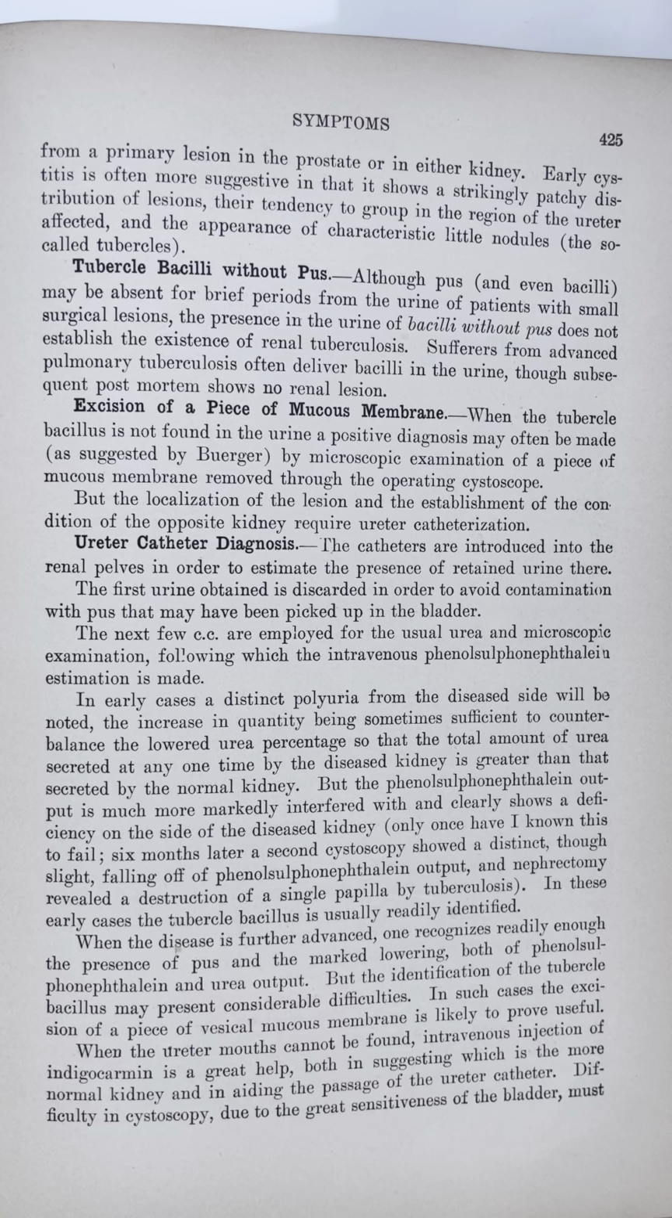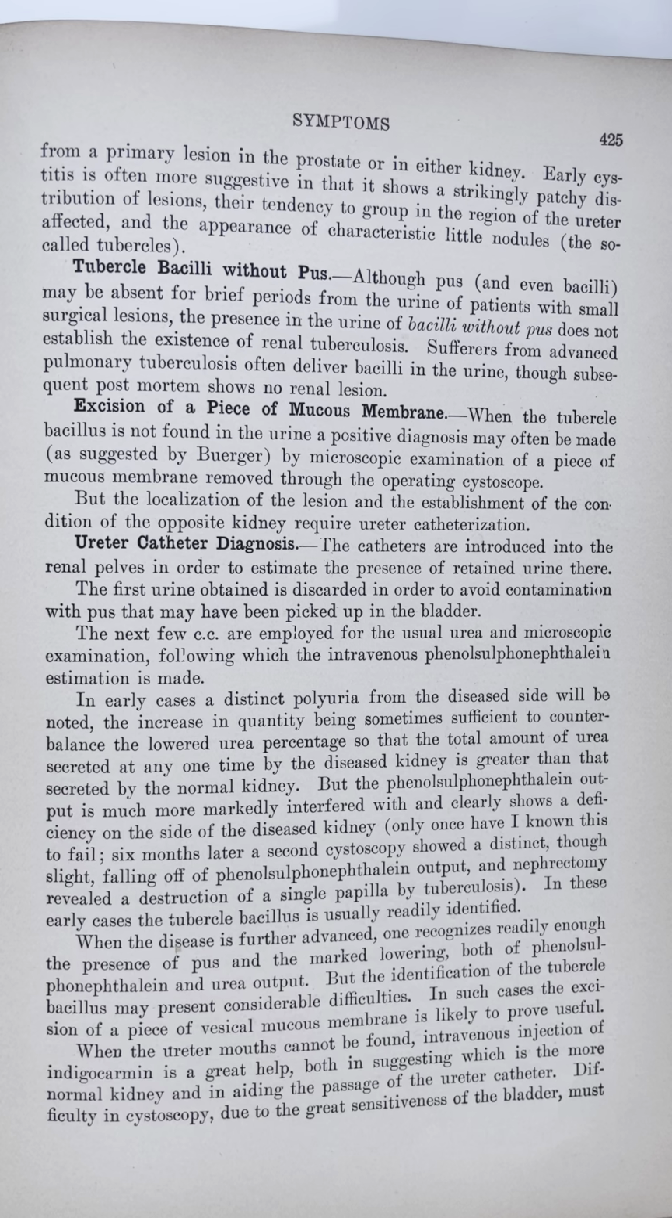phenylsulfonephthalein estimation is made. In early cases, a distinct polyuria from the diseased side will be noted, the increase in quantity being sometimes sufficient to counterbalance the lowered urea percentage, so that the total amount of urea secreted at any one time by the diseased kidney is greater than that secreted by the normal kidney.